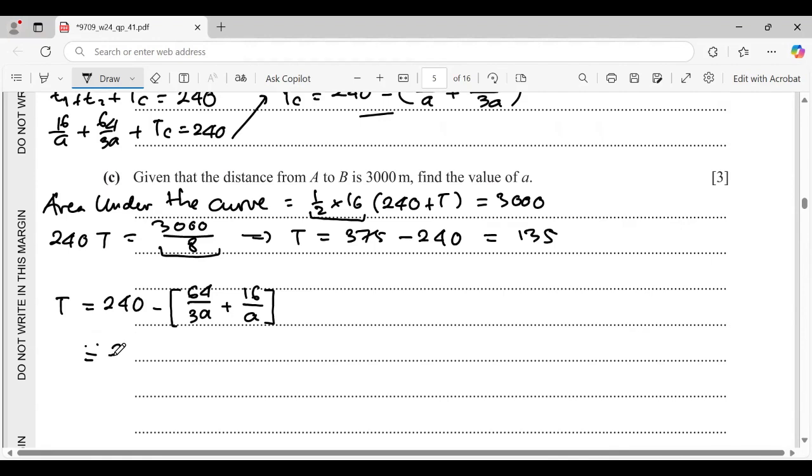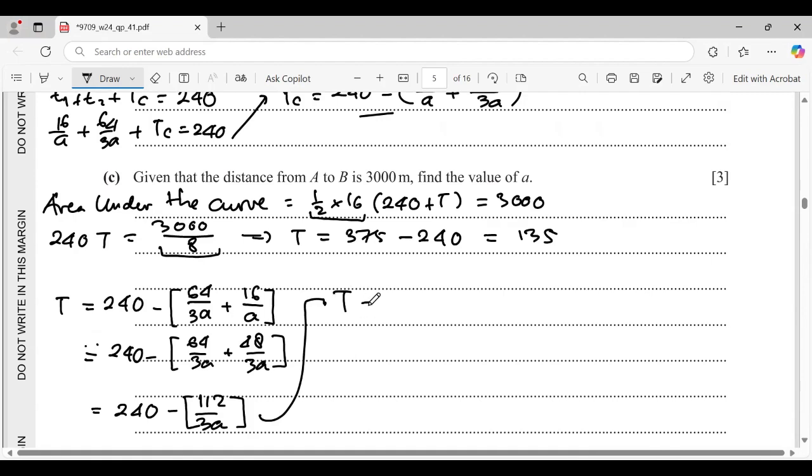So we can state this one. We can find 240, simplify this fraction, 54 over 3A times 3, 48 over 3A. And it's going to be 240 minus 112 over 3A. So it means T equals 240 minus 112 over 3A equals this one, because T is 135, right? And after that, minus 112 over 3A equals 135 minus 240.